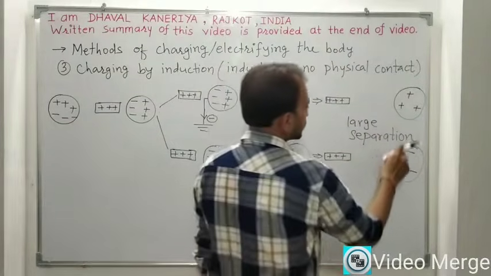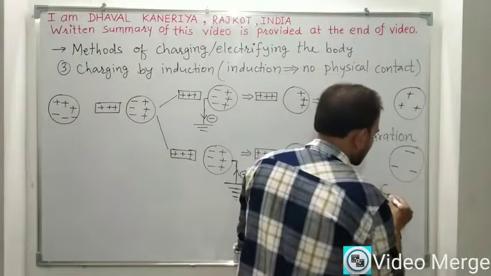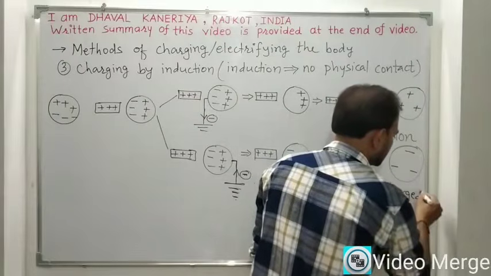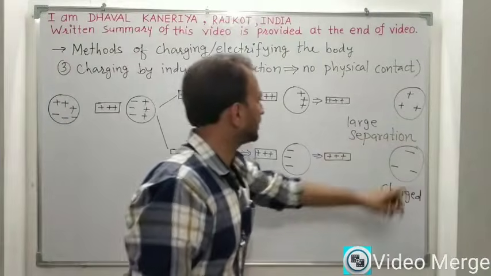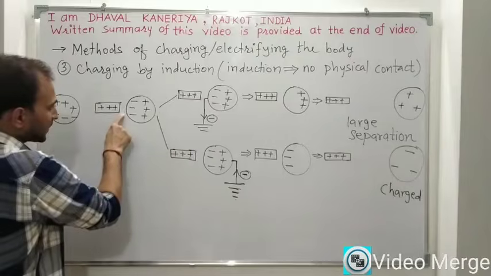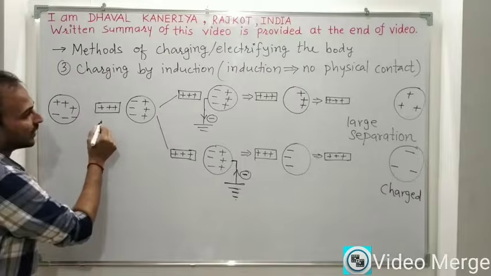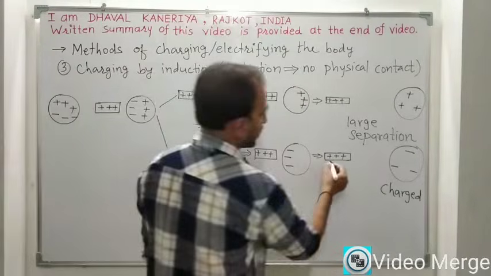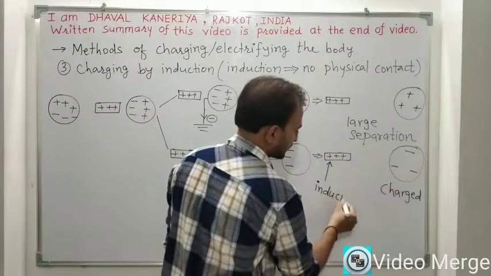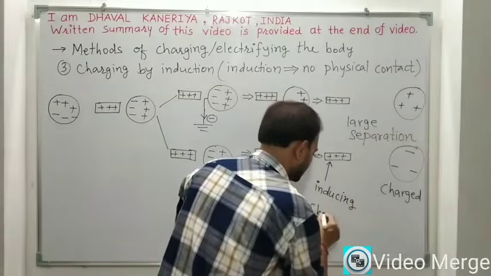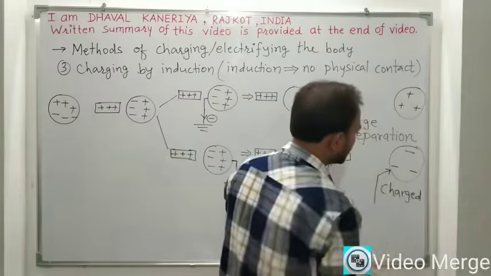And now these two are called charged bodies. These two have been charged. So neutral body becomes charged body without any physical contact. No physical contact. So charges are induced. Okay. This is called inducing charge. And these are called induced charges.